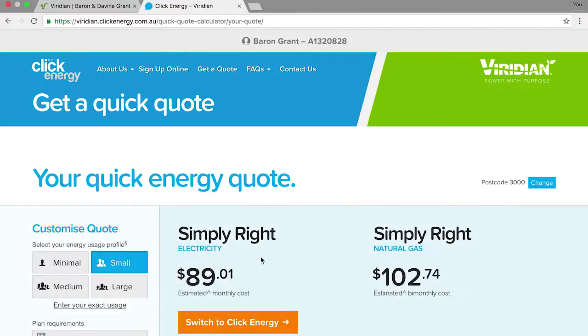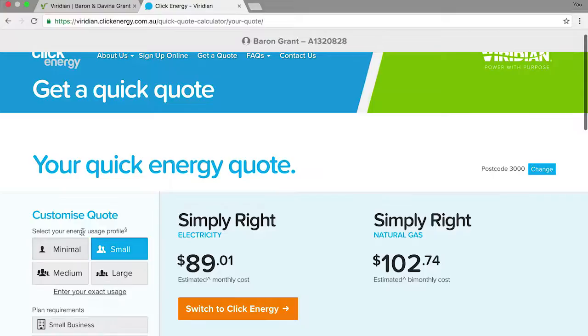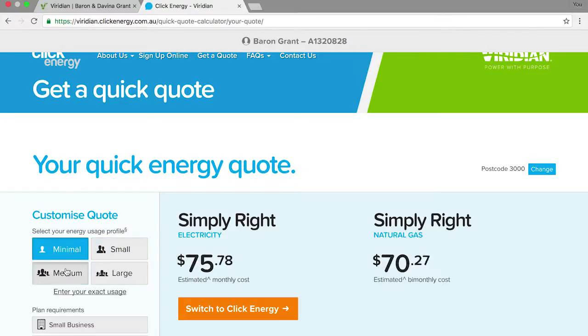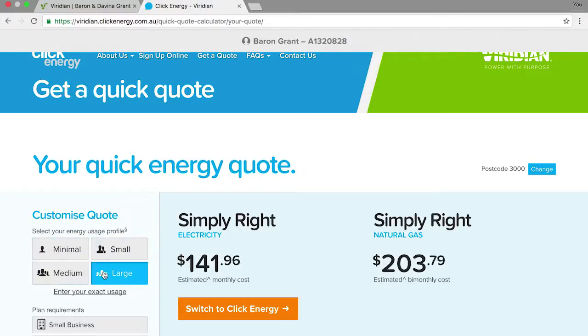Moving through to the quote function, the very first thing that you notice here is the energy usage profiles. Now these are really good if you don't have a bill and a customer is not 100% certain exactly how much they're using, but have a rough idea of whether they're a small or large user. You can simply choose minimal, small, medium, or large, and that will give you a rough estimate of what the monthly cost will be if that customer was with Click Energy.